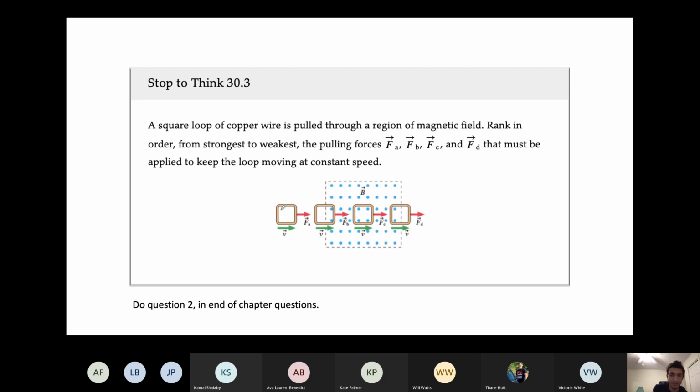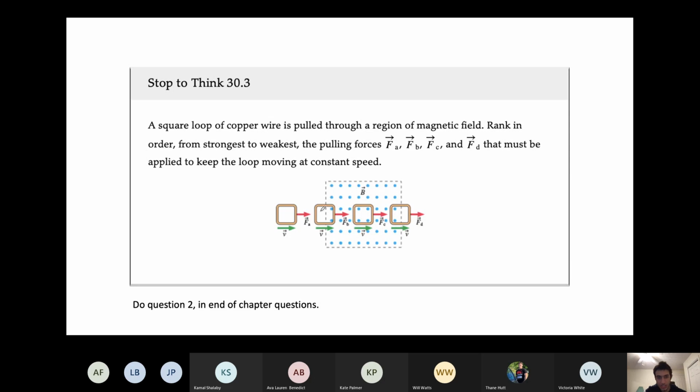Okay, so before the copper loop gets into the magnetic field, is there any opposing force? Yes or no? No, indeed. So you can look at this as really low.